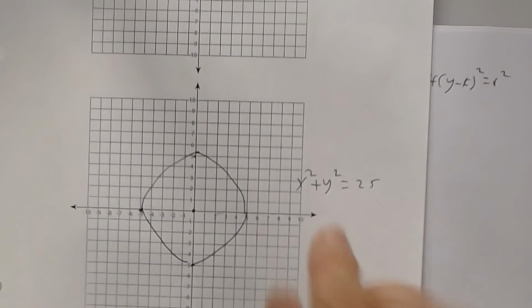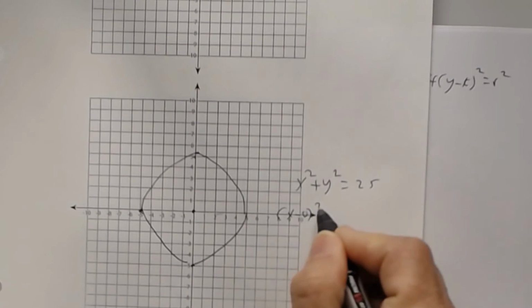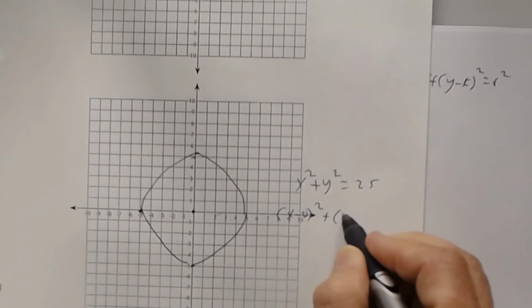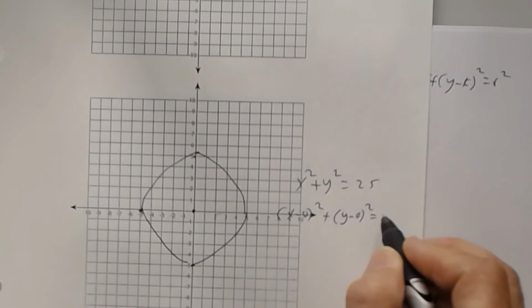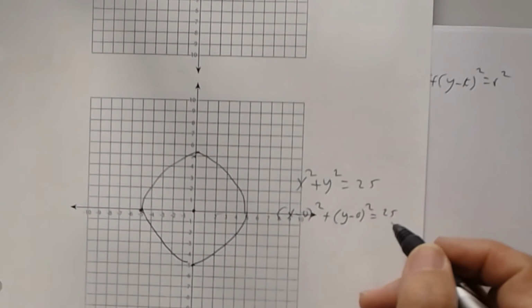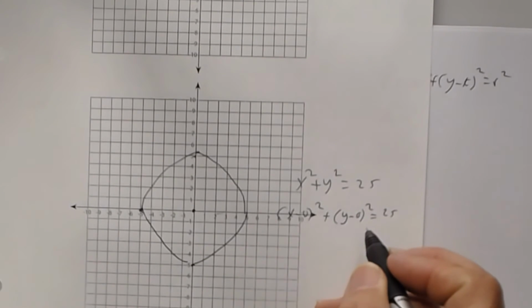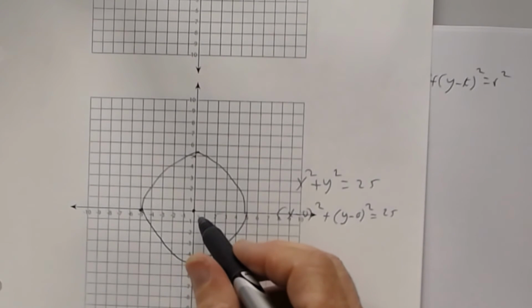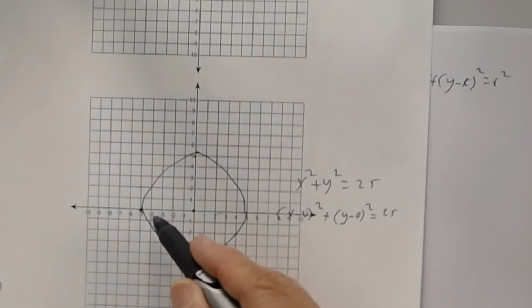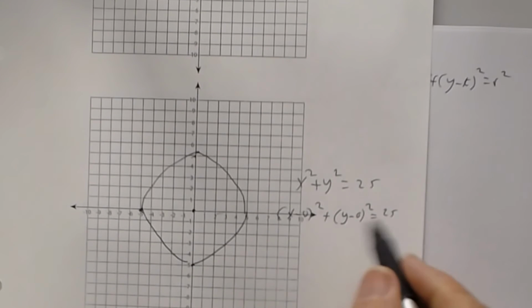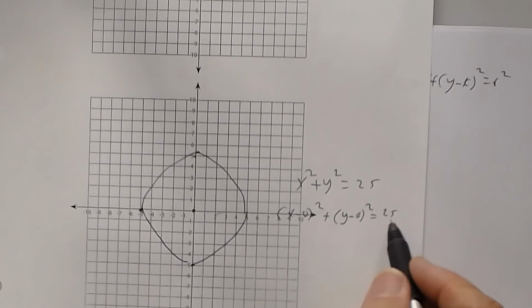Remember, x squared is the same thing as saying x minus 0 squared, right? y squared is the same thing as saying what? y minus 0 squared, and 25 is 5 squared, right? So the center is 0, 0. That's the origin. And the radius is how long? 5 units. So hence 25. You square your radius to get this number. Okay? All right, so any questions on given the equation of a circle using the radius?